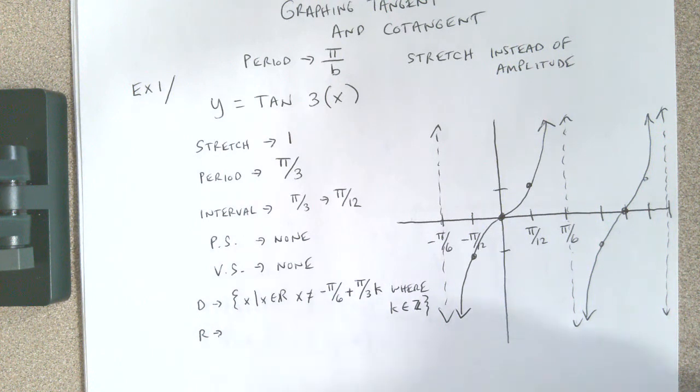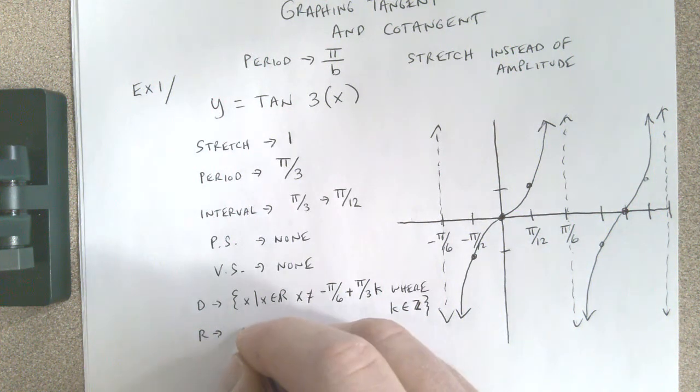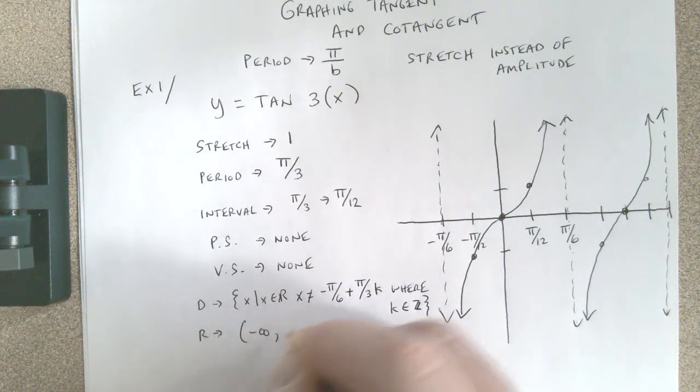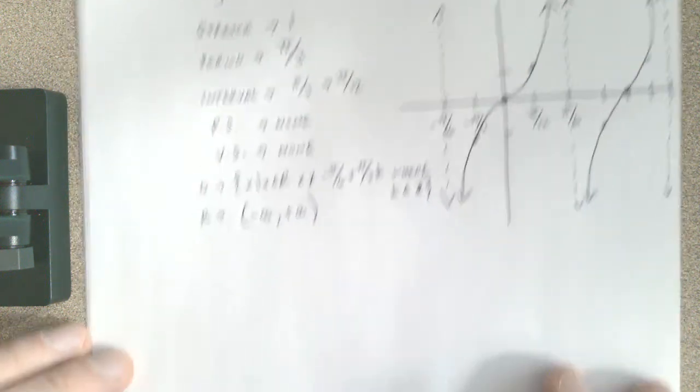The range on our tangent curves is pretty similar. Well, it's a little bit easier to identify because we don't have to do a union, because it's going to be negative infinity all the way to positive infinity. Okay, so let's look at a cotangent now.